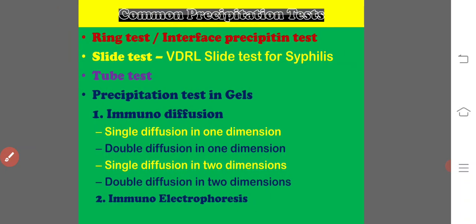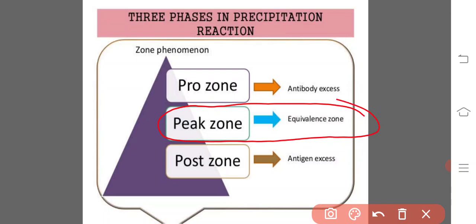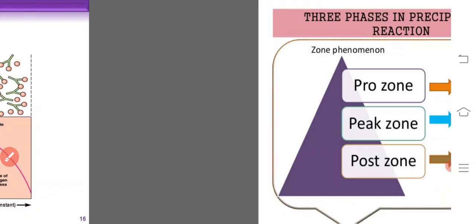Here we will see the peak zone or zone of equivalence. In the middle, this is the antibody excess zone and this is the antigen excess zone.